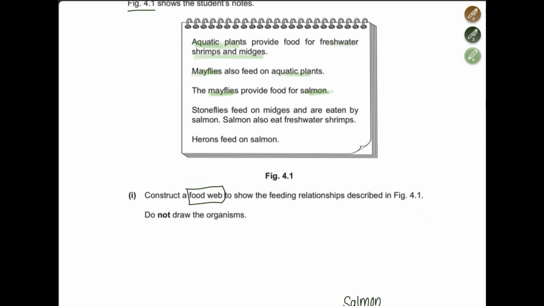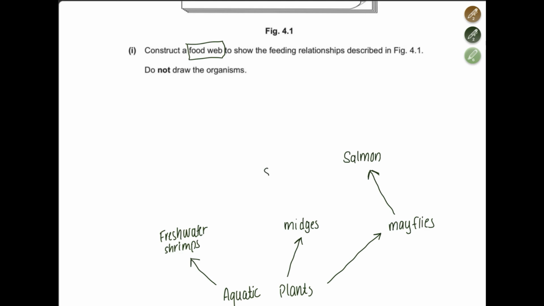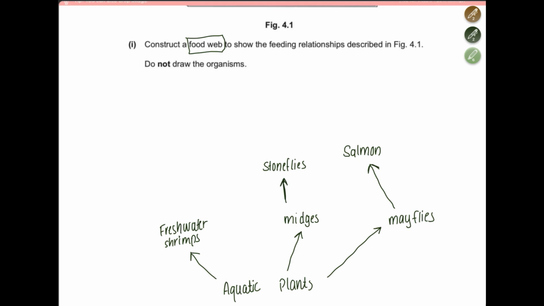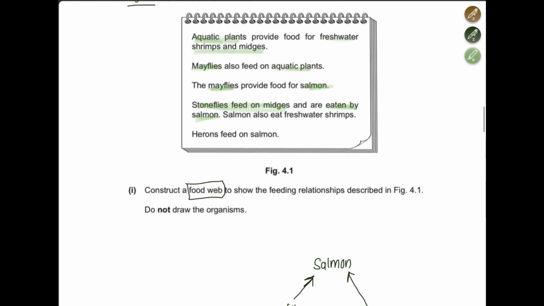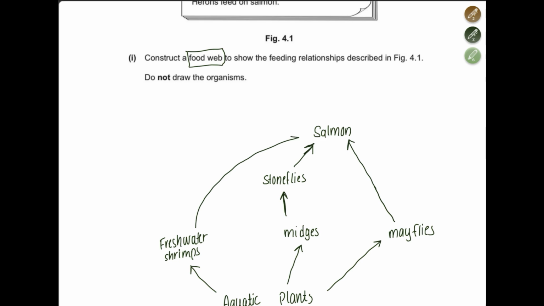And then stoneflies feed on midges. Let's write this first. Stoneflies feed on midges. So you have midges which are eaten by stoneflies. Make an arrow like this. And then it says these are eaten by salmon. So I'll actually move the salmon higher up, make it more clear for us. Okay, so they're saying stoneflies are eaten by salmon, so we'll make an arrow like this. And then it says salmon also eat freshwater shrimps. So from freshwater shrimps, you will draw an arrow like this.